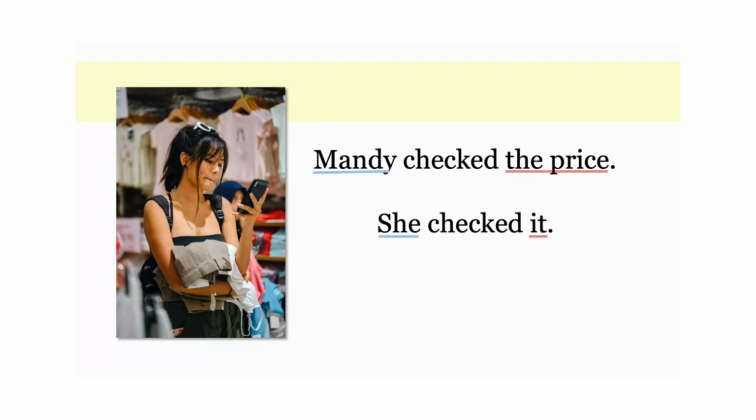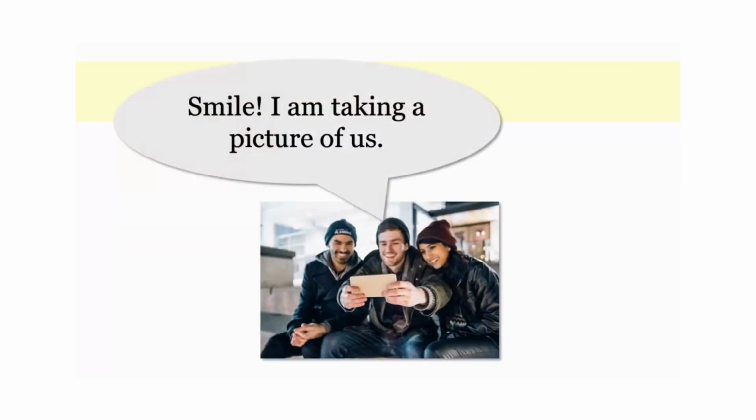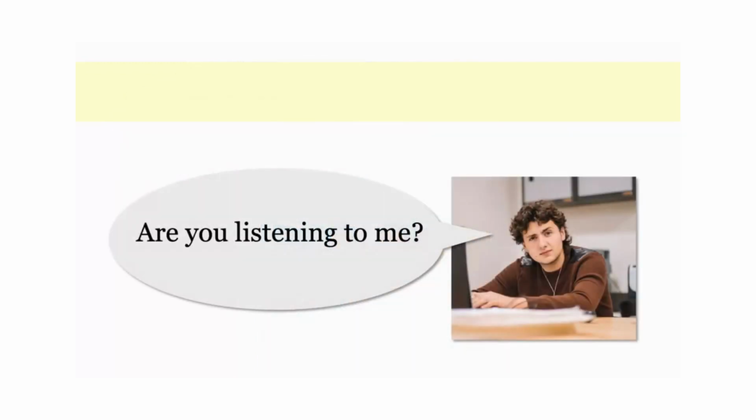Here's another. Smile, I am taking a picture of us. In this one, I is the subject because I am taking, and us is the object because the picture is being taken of us. We aren't taking the picture. Are you listening to me? Okay, how about here? Still, you is the subject and me is the object. So you is the subject pronoun and me is the object pronoun, even when it's a question.